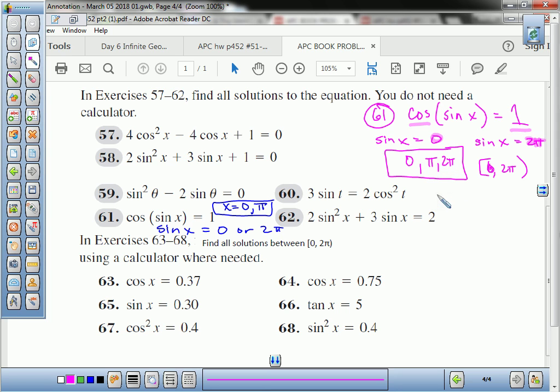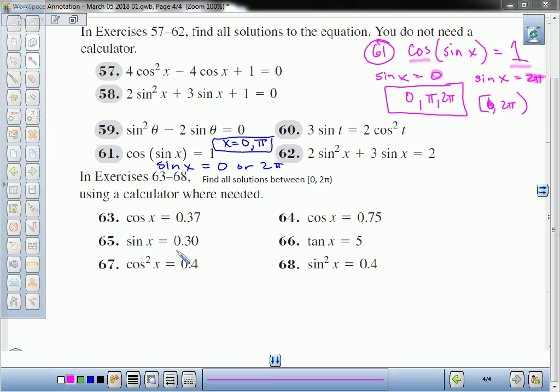Okay, so yeah, like on the 63 through 68. Okay, so I could get like the first answer. Yeah, your calculator gives you the first one, right? So how do you get the second? So let's do 63. We have cosine of x equals 0.37. To solve this, it is not a value we know from the unit circle, so we'd have to use inverse cosine, right?